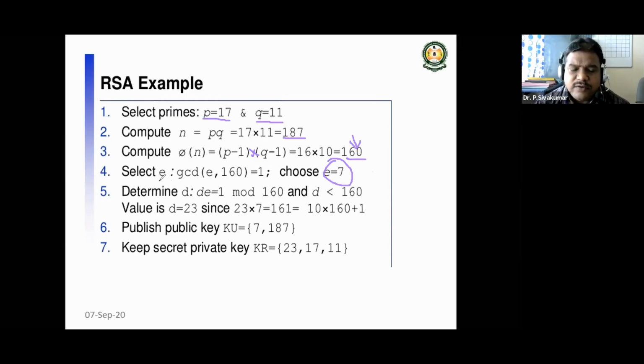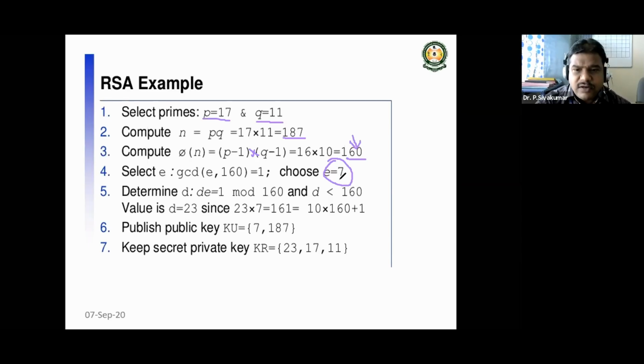So you want to find E. Suppose I choose 7. 7 comma what is the phi of n value? 160. You can find the GCD of 7 comma 160, and you get the answer 1. You can check it. If it is okay, then choose that value of E. It also satisfies the condition that it lies between 1 and phi of n.